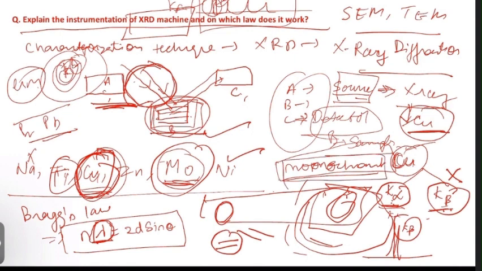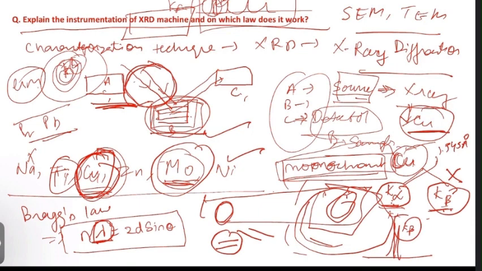Mono means only one kind of radiation wavelength is allowed. Understood the meaning of monochromatic? A single wavelength we are using, and that wavelength is 1.5405 Angstrom. Got it? This is the meaning of monochromatic.